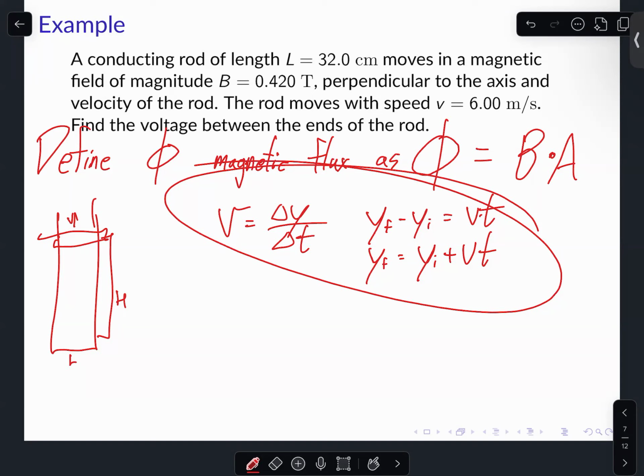What is velocity? What does velocity mean? What does it tell us? Change in position divided by change in time? Yeah, displacement per time interval. Delta y over delta t if we're talking about the vertical direction. What does the delta symbol tell us? Change, final minus initial. So I could rewrite this as y final minus y initial equals vt.